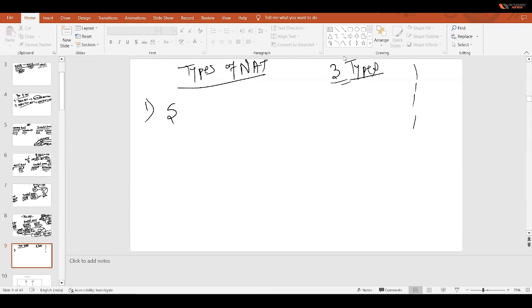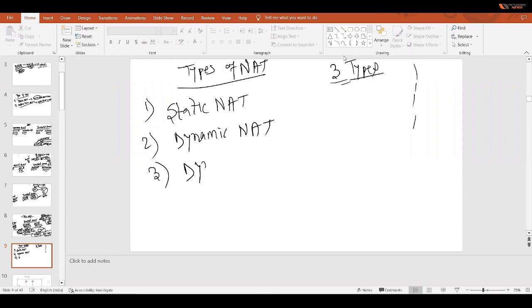One is static NAT. Second one is dynamic NAT. And third one is dynamic PAT. Okay, we will learn about these three. There are some more, which I will explain later on. These are the very important NATs, and all the rest follow their features only.